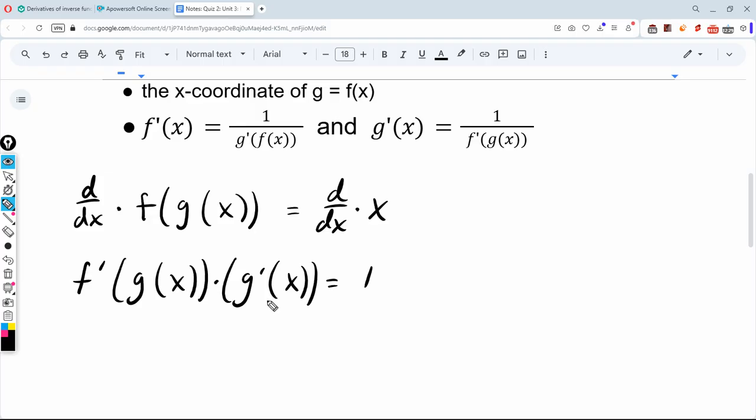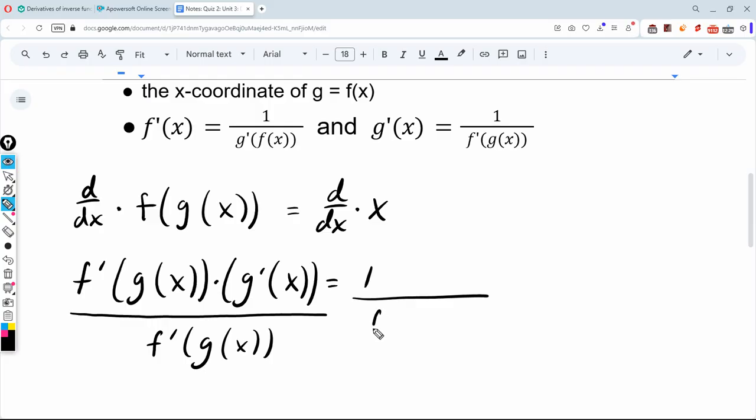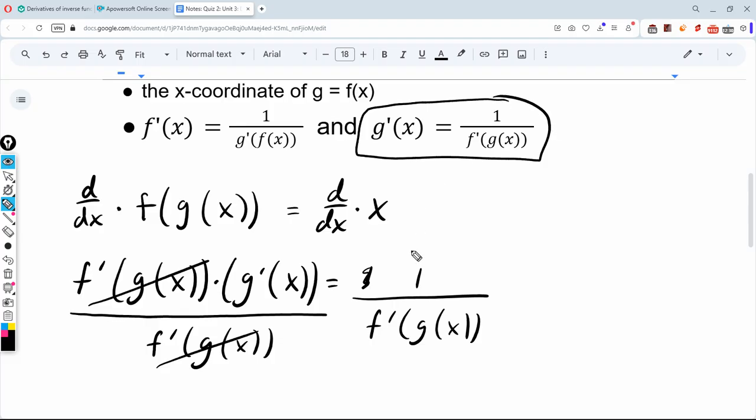So let's say you wanted to solve for g prime of x. These are all multiplied. The opposite of multiplying is dividing. So you divide both sides by f prime of g of x. It cancels here, and we have g prime of x equals 1 over f prime of g of x. All right, so that's what we said right here.